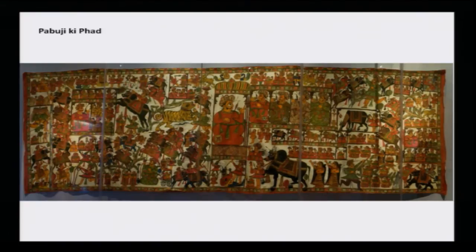Bapuji is repeated with the four brothers. Here it is shown, and it is again repeated again and again, depicting his story. And this fur painting is used by Bhopas to narrate the story across Rajasthan.